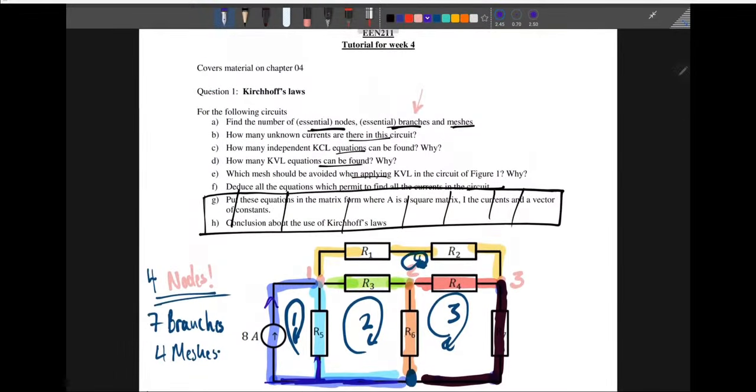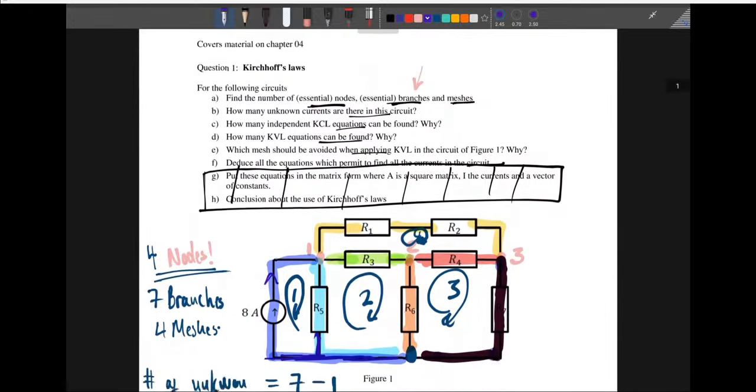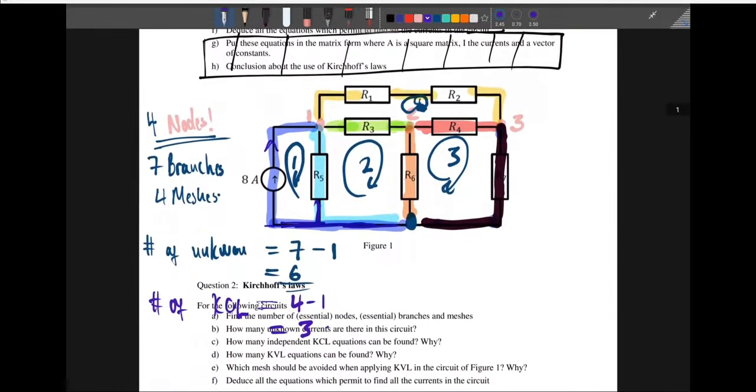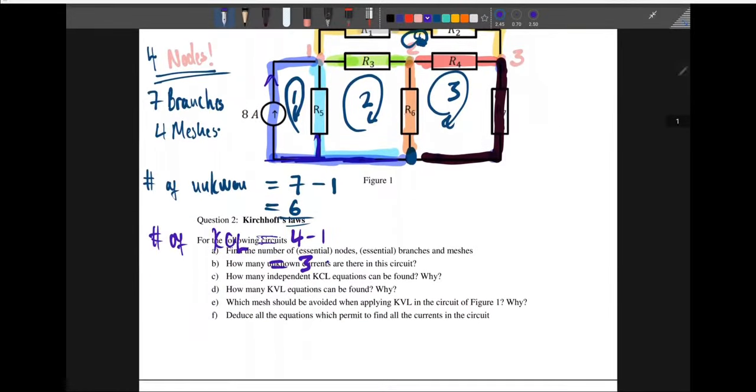How many KVL equations can you find? If you want to find the number of KVL equations, it's just going to depend on how many currents that you have that you don't know. And how many currents do I have that I don't know? I have the number of unknown currents, 6. So KVL depends on the number of unknown currents, which is just going to be 6.